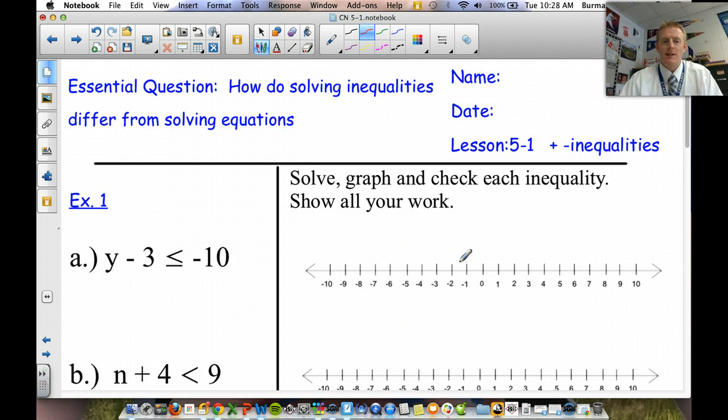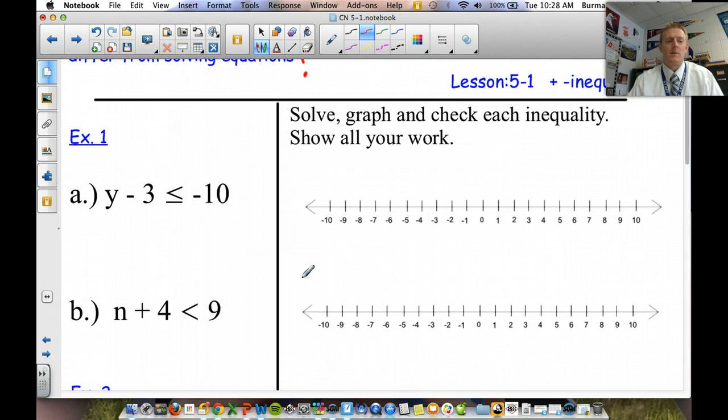Big question of the day is, how do solving inequalities differ from solving equations? And I forgot to put a question mark, so we'll put that for you now. And you'll be able to answer this question probably very quickly. So to solve for y in this inequality, it's exactly the same way that we solve for equations.